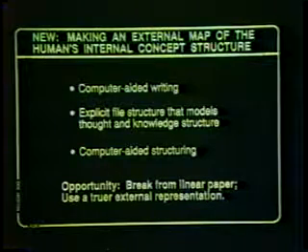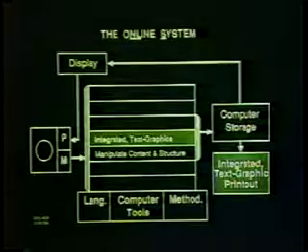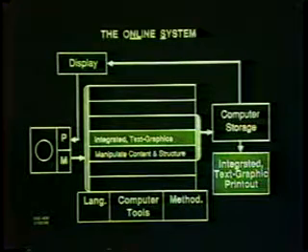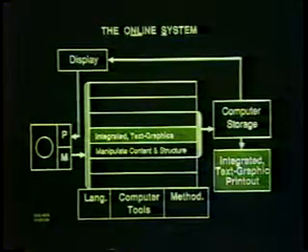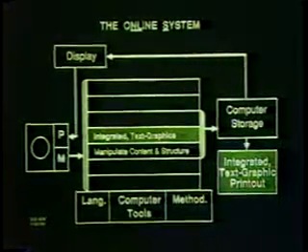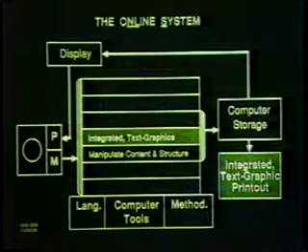So anyway, it says, well, let's make an external map of the human's internal concept structure so we can help ourselves write that, and the explicit file structure that models our thought and knowledge structures, and the computer-aided structuring, so it's an opportunity. So let's take that opportunity. And here's the model of what the system was. It's going to fill out all those blanks, but that's the 1960s model that we built, if you can hang with us.